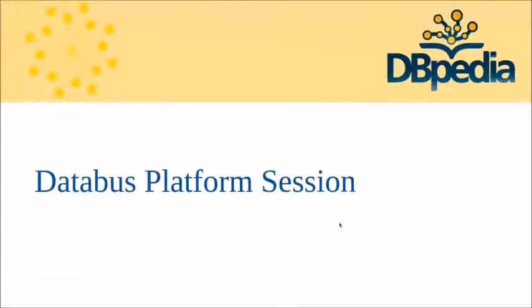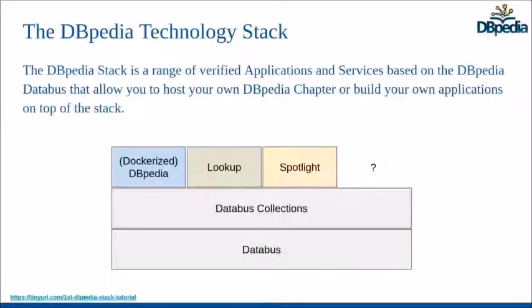Yes. Okay. Great. So my name is Jan Forberg, and welcome. I will jump right into the Databus platform session, and first say a few words about the DBpedia technology stack. Basically, we have the DBpedia Databus, which is a huge data catalog that allows you to upload and make your data visible. And then on top of that, there are the Databus collections that Milan already mentioned briefly, which is a way to organize your data and group it with other data on the Databus.